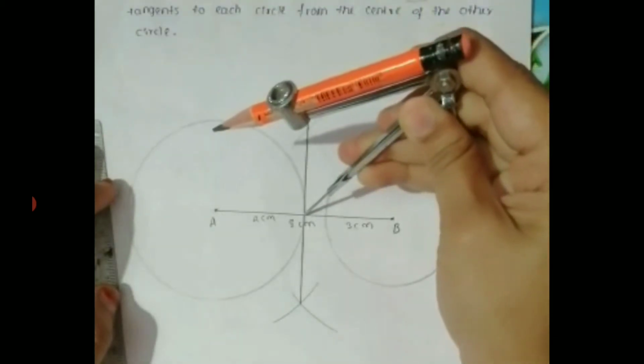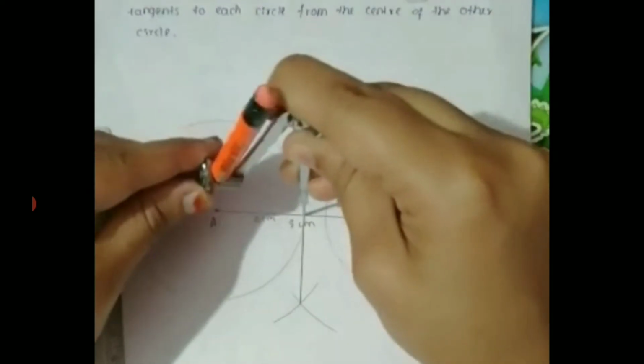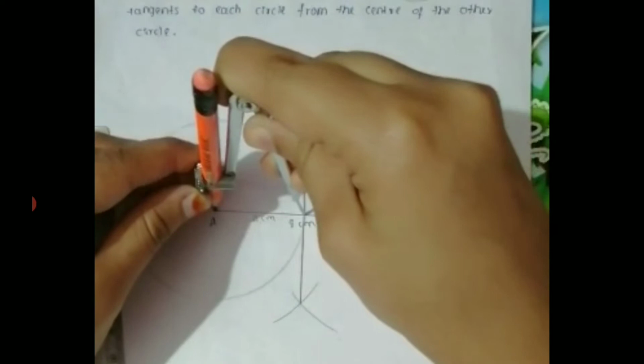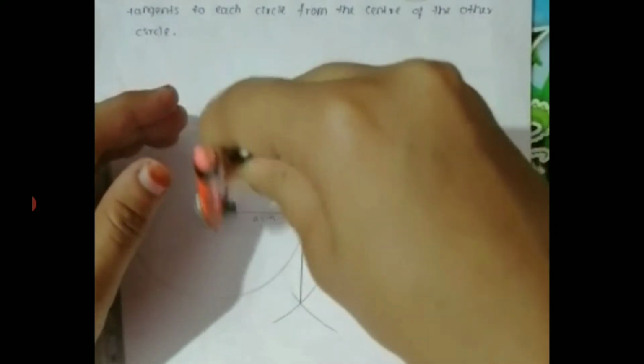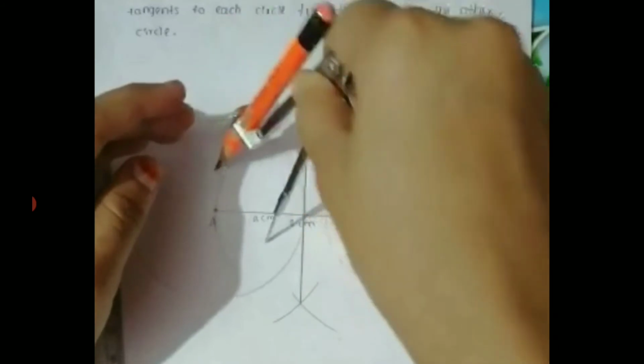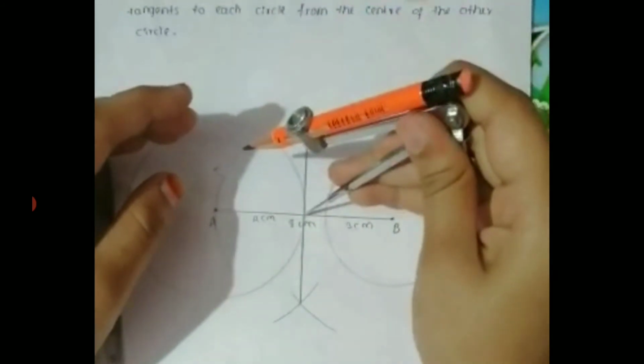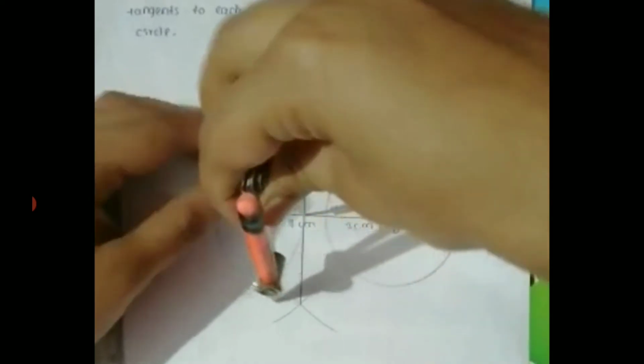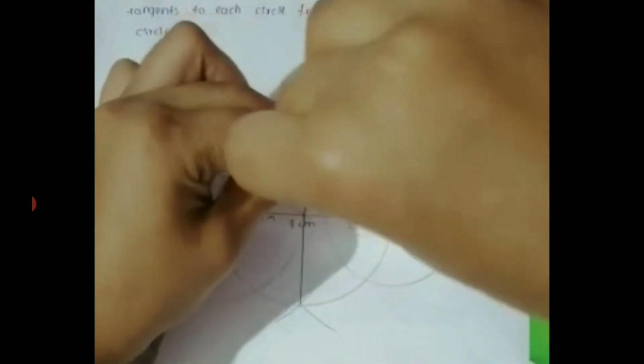Now with AB as a diameter, draw the circle. Here the radius is the distance between the midpoint and A. Now you draw the circle with the diameter AB. This is the third circle. Circle with center A is the first circle. Circle with center B is the second circle. This is the third circle, which you got with AB as a diameter.